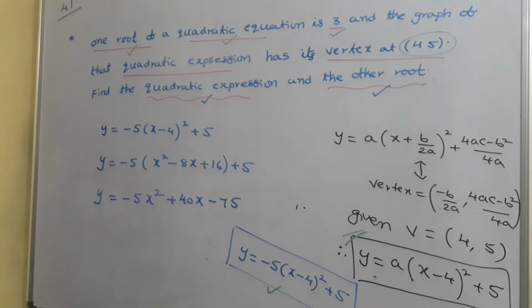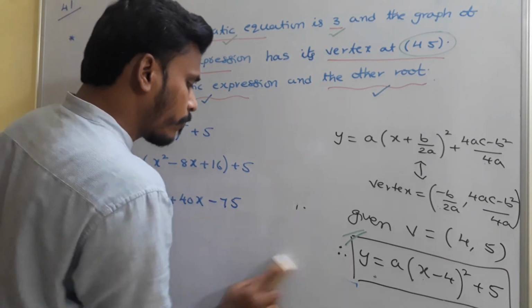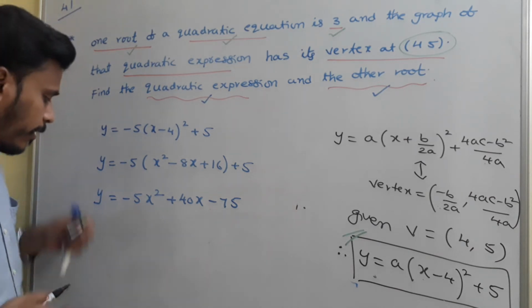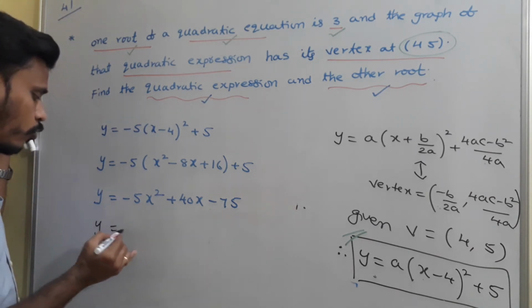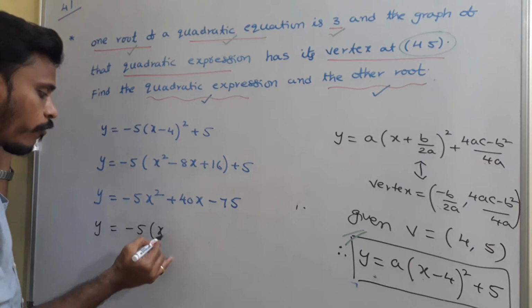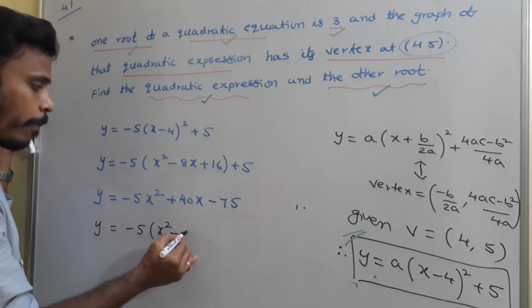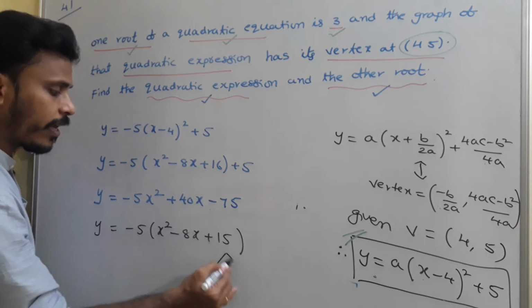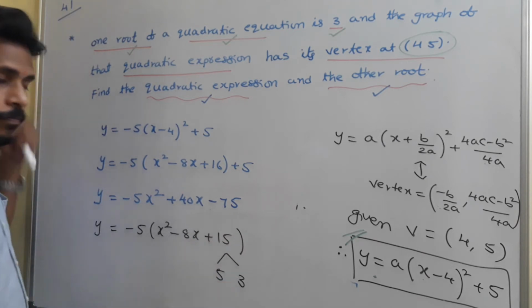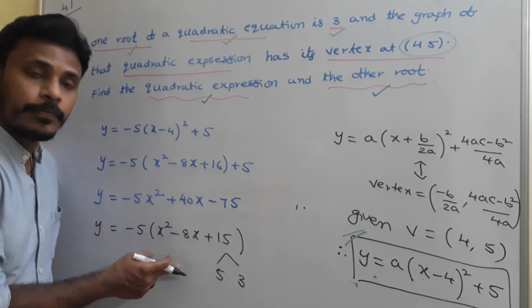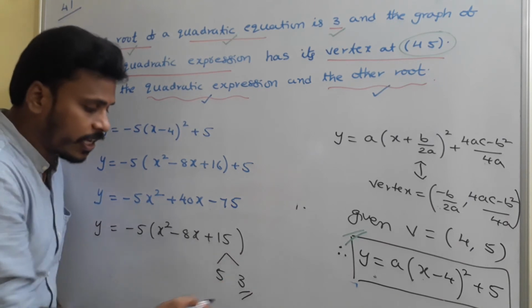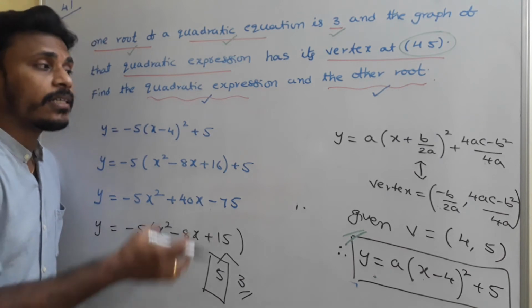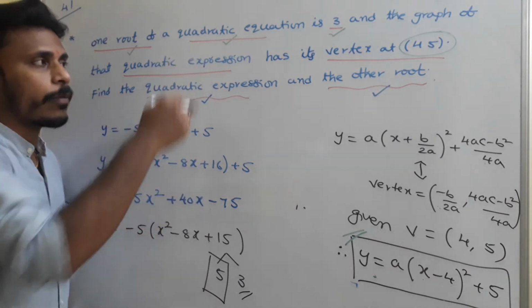Okay? This equation has how many roots? 2 roots. One root is already given as 3 and we need to find the other. So now y = −5(x² − 8x + 15). 15 can be written as 5 times 3, and 5 plus 3 is also 8. Since 3 is one root as given, the other root is simply 5. And this is the way of solving these types of problems.